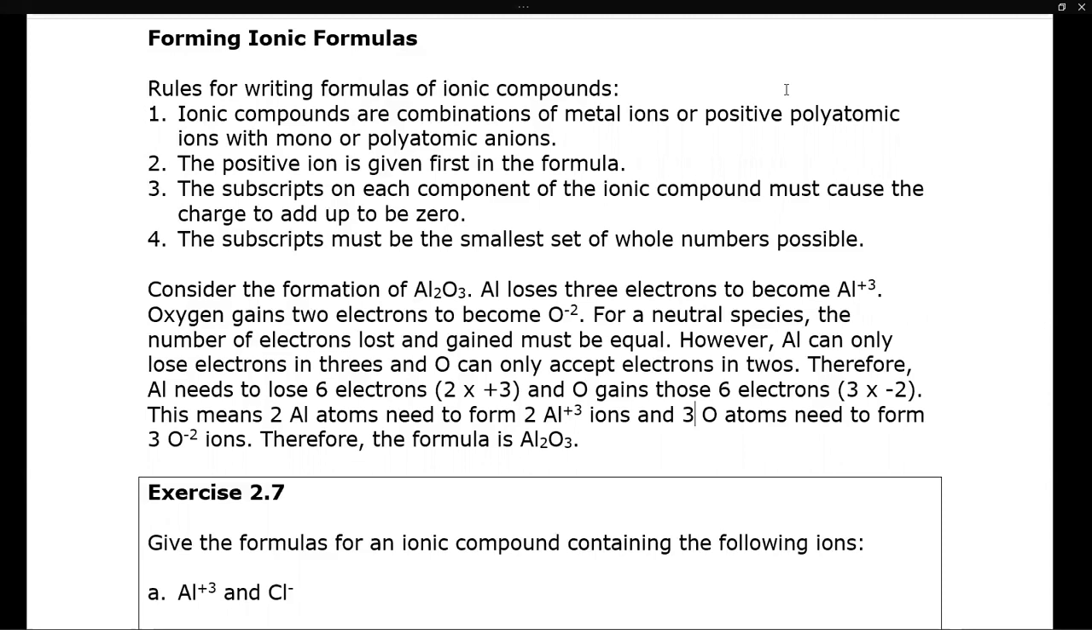So aluminum needs to lose 6 electrons, 2 times +3, and oxygen needs to gain those 6 electrons, and that's 3 times -2. So you've got +6, you've got -6, it cancels. The formula works. So 2 aluminums need to lose electrons to form 2 aluminum +3 ions, and 3 oxygen atoms need to form 3 negative 2 oxide ions. Therefore, the formula is going to be Al2O3. There are some tricks I can show you.